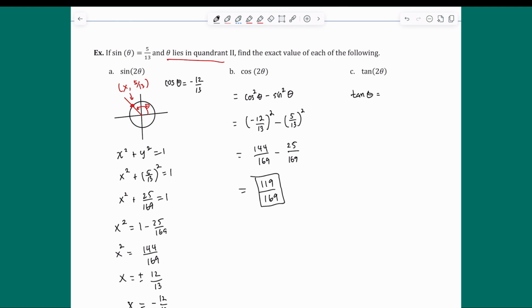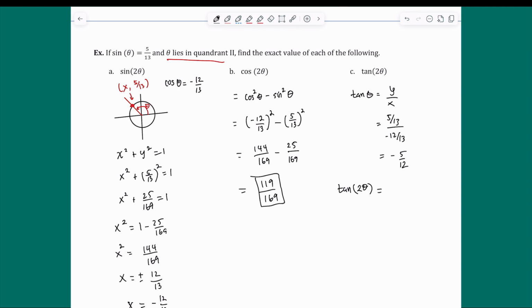We know tangent of theta is just y/x for this particular theta, and we know it lies in quadrant 2. So it corresponds to y equal to 5/13 over cosine, which is negative 12/13. The 1/13 cancels, leaving us with negative 5/12. That's not our answer, because we're interested in tangent of 2 theta.